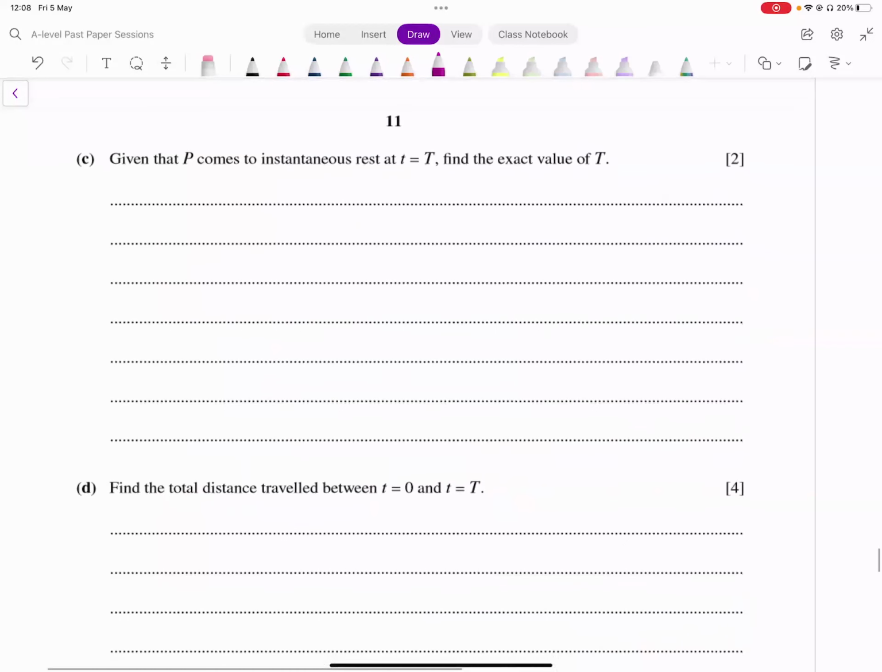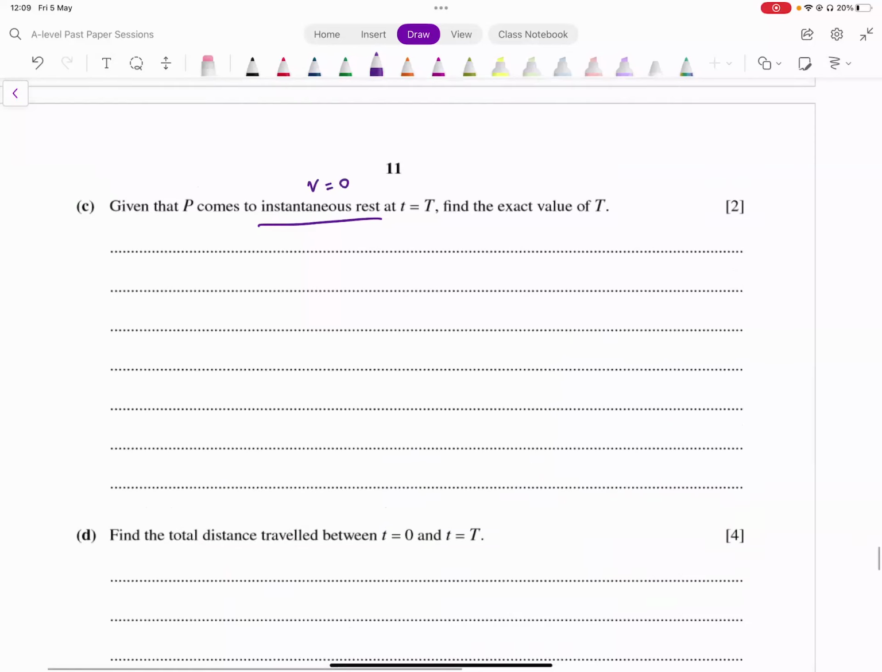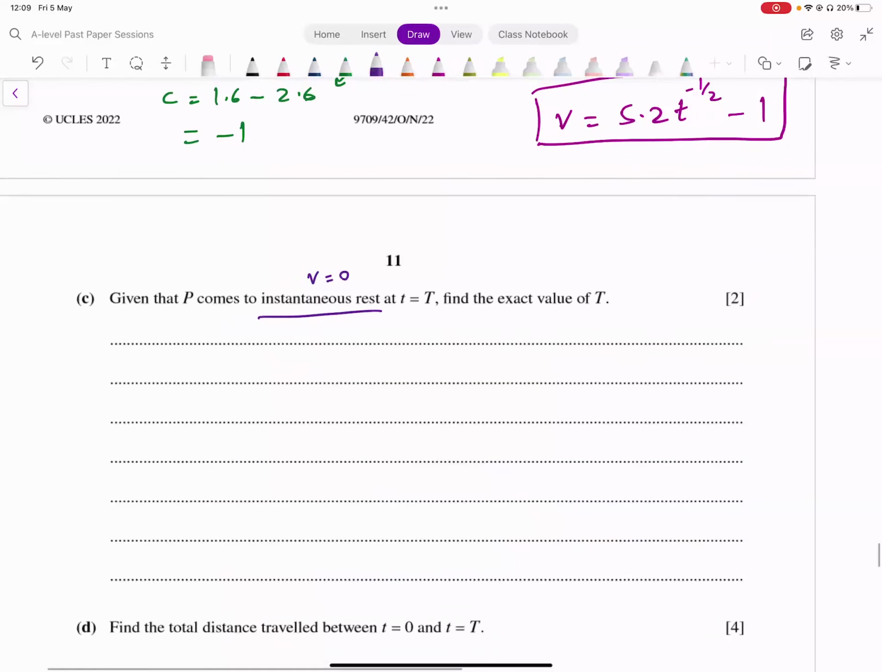Okay, given that p comes to instantaneous rest at t equals capital T, find the exact value of capital T. Instantaneous rest से क्या मतलब है? Velocity यहाँ पे 0 हो जाती है, right? तो velocity का function आपके पास आ चुका है. Velocity is 5.2 into t raised to power minus 1 over 2 minus 1. This is the velocity function. All you have to do is just put v equal to 0 here and see what that gives you.